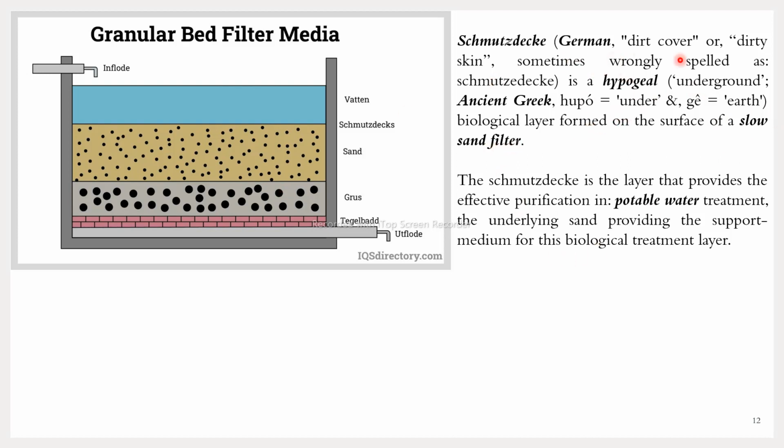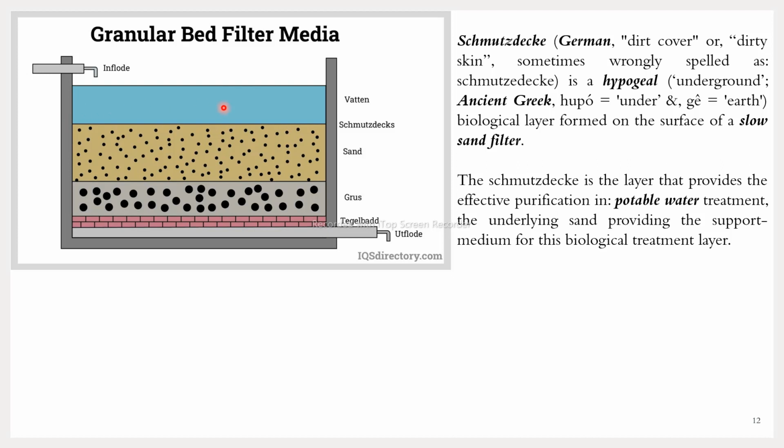The hypogeal means under earth. Hypo means under, geo means earth, and it is an ancient Greek word. Okay, so this means underground basically. And smooth deck is this biological layer of deposits that gets formed on the sand. In case of a slow sand filter, it is called smooth deck, which is German. And this smooth deck is the layer that provides the effective purification in potable water treatment. Potable water means drinking water treatment. The underlying sand provides the support medium for this biological treatment layer.